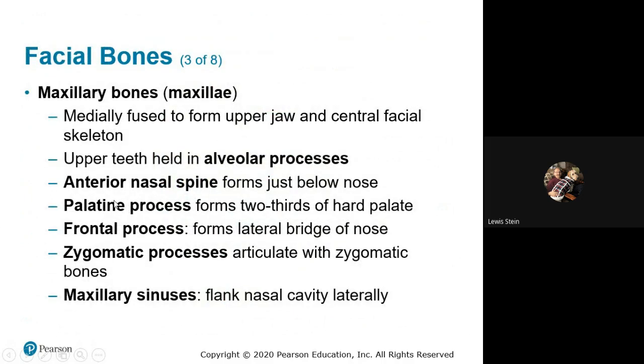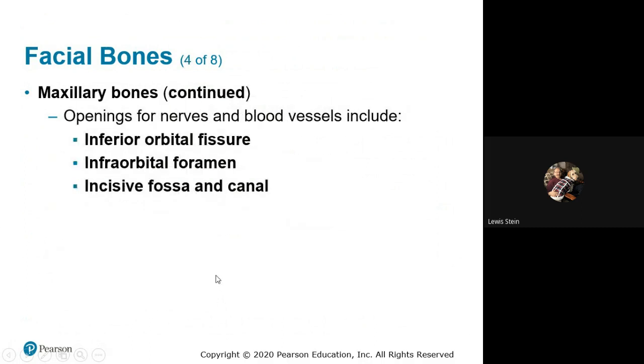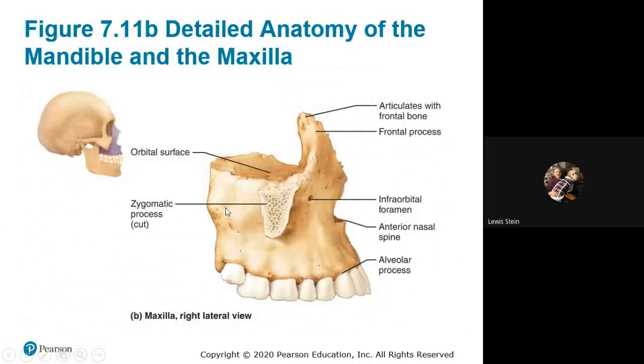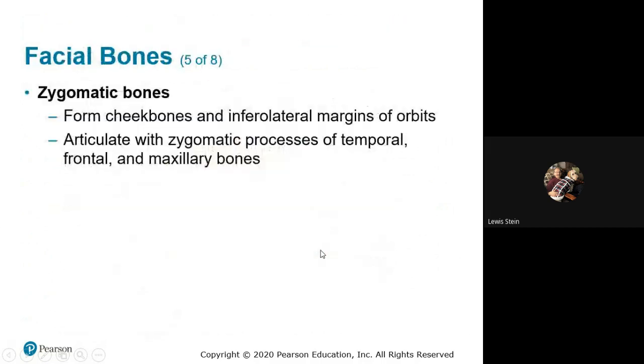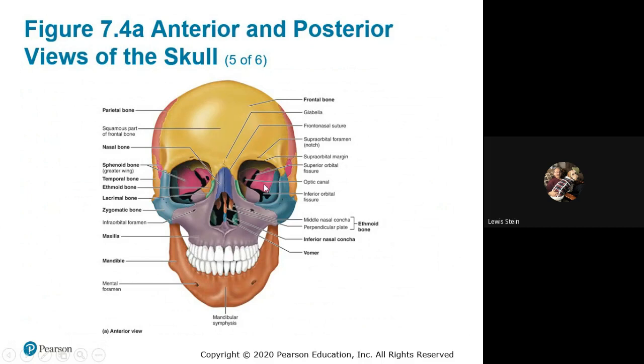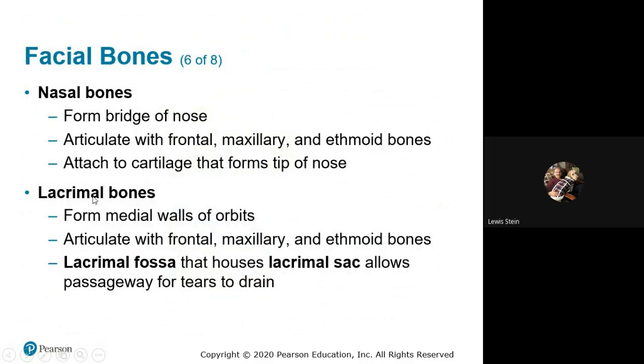Maxillary, even though there's anatomy associated with it and there's a sinus with it, the inferior orbital fissure, like I said, is filled with cartilage, nothing goes through there. So there's really nothing that you have to worry about anatomically there, and they're just showing it to you. The zygomatic, again, that one that's there. Nasal, bridge of the nose. Lacrimal, part of the orbit.